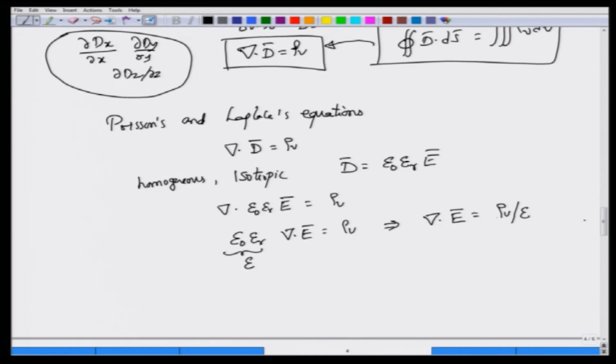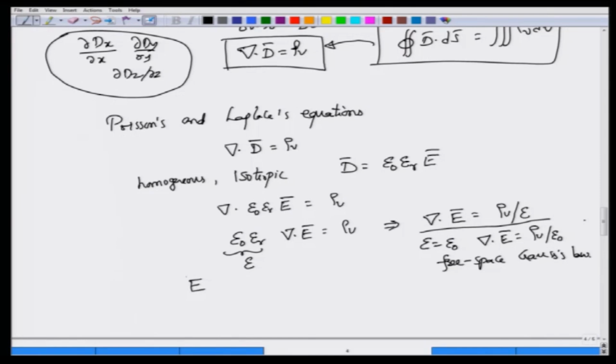In fact, when epsilon is equal to epsilon 0, what you have is the point form for Gauss's law in free space. Okay. So, this is free space Gauss's law. Okay. So, you have del dot E is equal to rho v by epsilon.